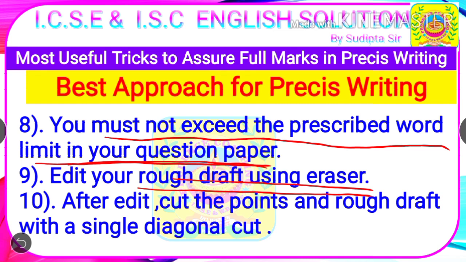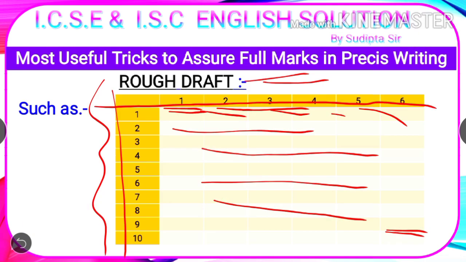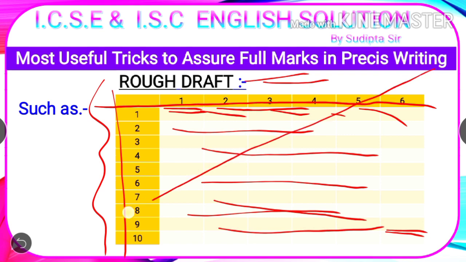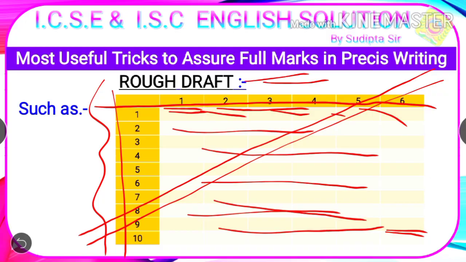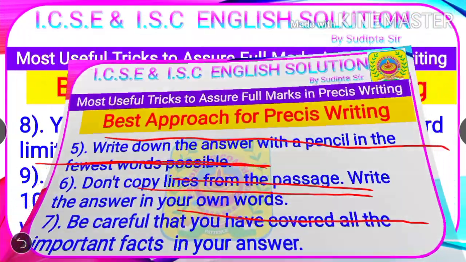Number 10, after editing, cut the points in the rough draft with a single diagonal cut. That means, students, here I have given you the picture. This is the picture of the rough draft, and here you are writing these answers. After completing the rough draft, you will just cut it like this, so that the examiner understands that you have cancelled this point, and next you are going to make a final draft of these things.